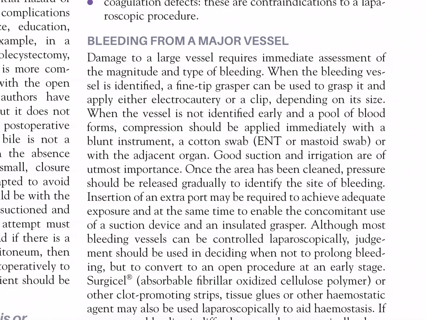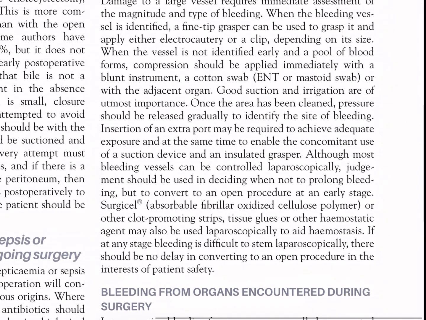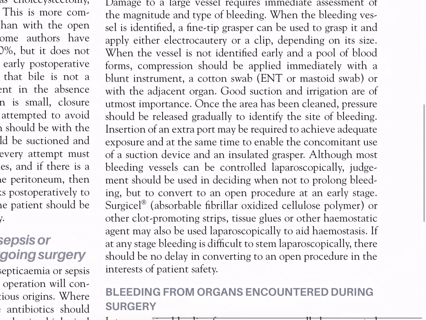When the vessel is not identified early and a pool of blood forms, compression should be applied immediately with a blunt instrument, a cotton swab, ENT or mastoid swab, or with the adjacent organ. Good suctioning and irrigation are of utmost importance. Once the area has been cleaned, pressure should be released gradually to identify the site of bleeding. Insertion of an extra port may be required to achieve adequate exposure and at the same time to enable the concomitant use of a suction device and an insulated grasper.